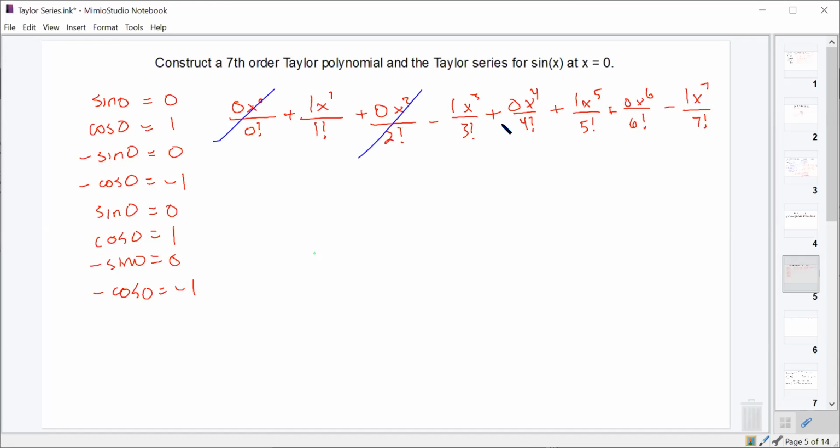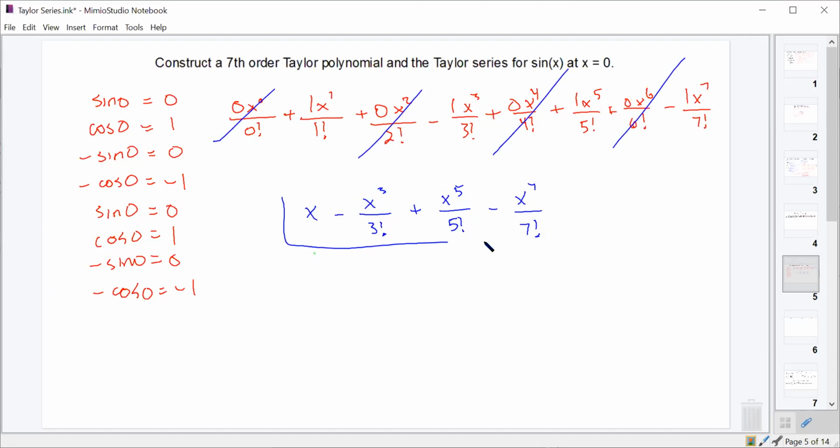Obviously, this simplifies down quite a bit, right? All the ones that have zeros in them just go away. And we're just left with x minus x cubed over 3 factorial plus x to the fifth over 5 factorial minus x to the seventh over 7 factorial. And so this is our 7th order, our 7th degree Taylor polynomial. That should be a good approximation for sine of x at x equals 0.